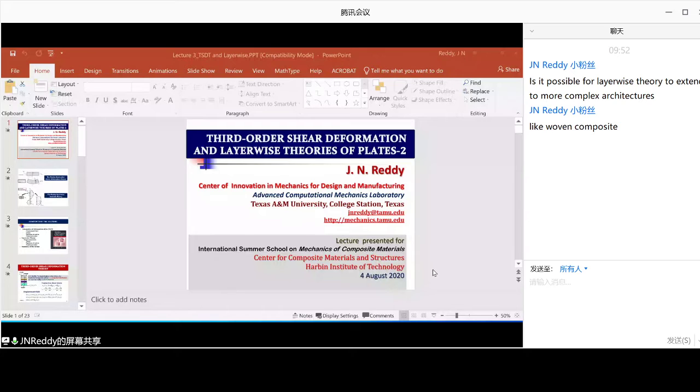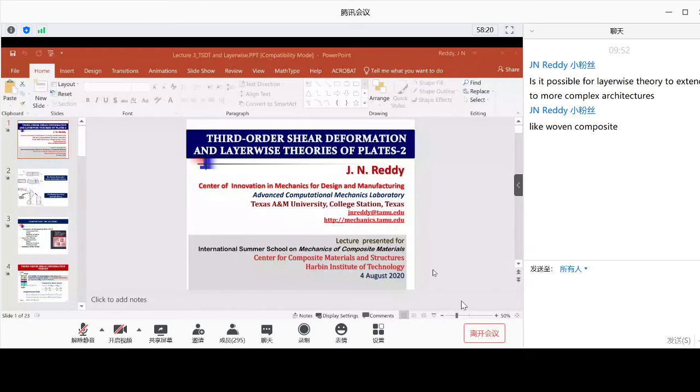To repeat myself, if a woven composite is characterized or modeled as a layered medium, then you can use the layer-wise theory, and each layer will have its own architecture. By the way, this is the same idea with architected materials and metamaterials; all those are similar.